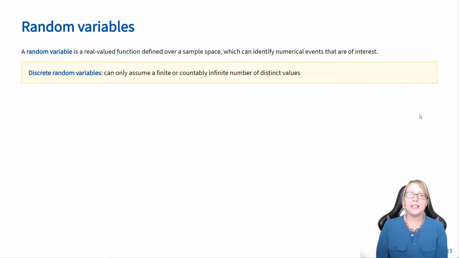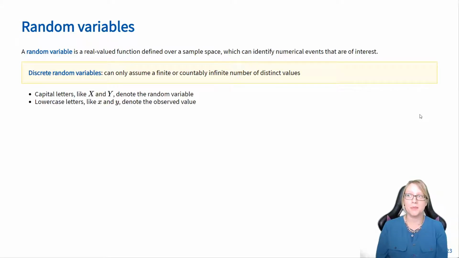So first, let's reintroduce random variables. Again, these are real valued functions defined over some sample space that identify numerical events that are of interest. For example, if we want to measure how many people walk down the hallway during a class, that would be a random variable. The values are the counts of the people walking by. Discrete random variables are those that assume only a finite or countably infinite number of distinct values. In other words, when we have a discrete random variable, we can fully list the possible outcomes.